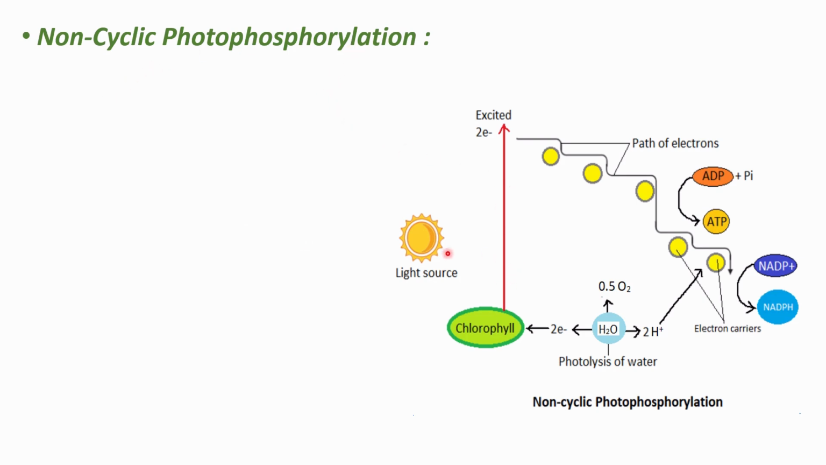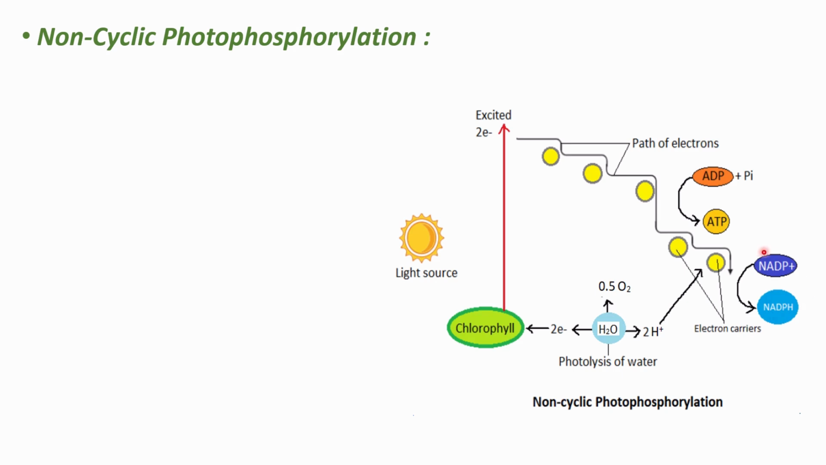Because we already discussed the light reaction process, you can see non-cyclic means the electrons which were carried will not come again to PS2. So in non-cyclic photophosphorylation, the chlorophyll molecules of PS2 get excited, and this is nothing but the path of electrons, the electron transport chain, and then they enter into PS1.